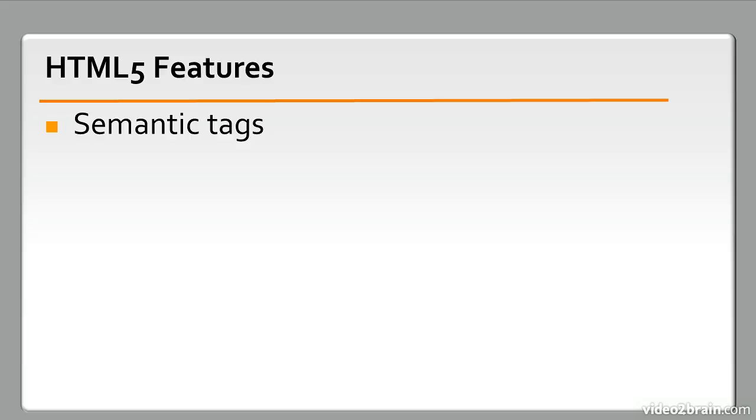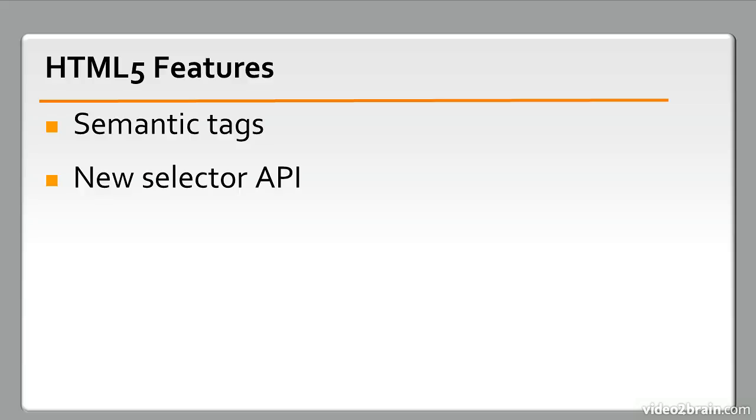First of all, we have semantic tags. Semantic tags allow you to define structure for your HTML document. So rather than using a div to represent the header and the footer and the menu bar, you can use semantic tags such as header, footer, section, and nav to define more clearly the intent of those elements.